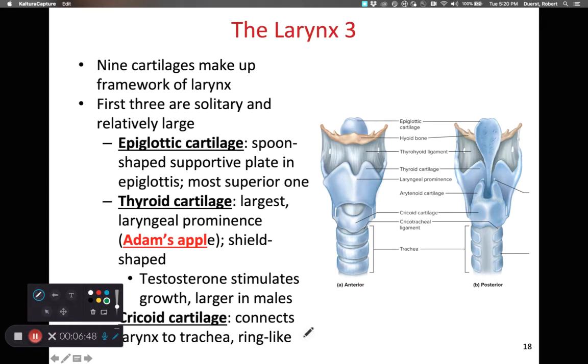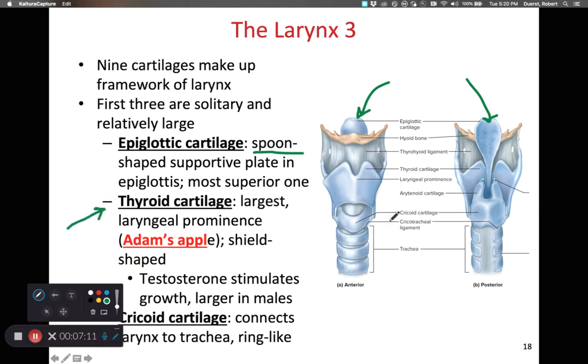Now, as we look at the larynx, it has a lot of cartilage that makes up its framework. The epiglottic cartilage is the cartilage of the epiglottis, and it's going to be made of primarily elastic cartilage. So it's very flexible and can spring back into position. And it's going to be shaped like a spoon so that it catches the food as we're swallowing.